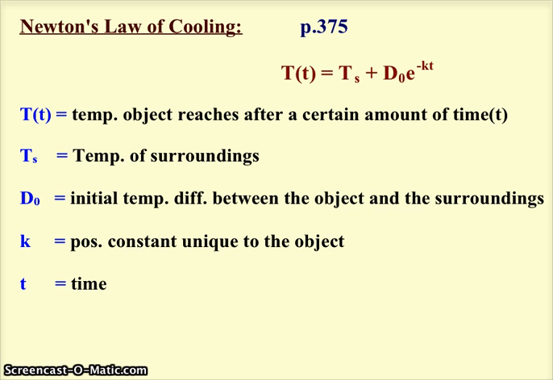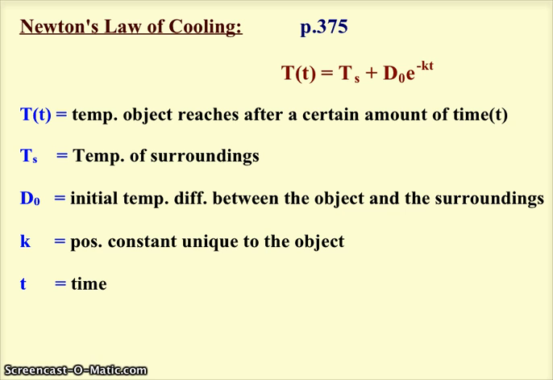T of s is the temperature of the surroundings. For most problems, that'll be room temperature, or outdoor temperature, whatever the case is. D sub 0 is the initial temperature difference between the object and its surroundings. That's something you'll have to calculate, like a side calculation. It's probably not a number given to you in the problem, but you can take the temperature of the initial substance and the temperature of the surroundings, subtract the two, and that number will be your D sub 0, the initial difference in temperature.